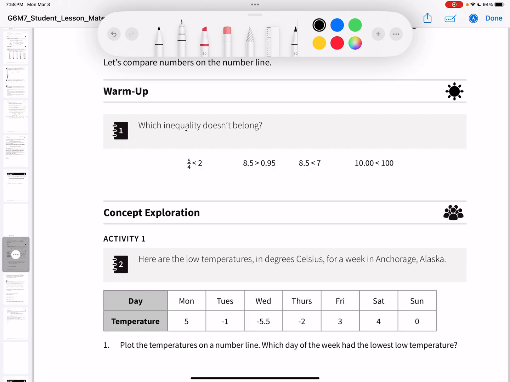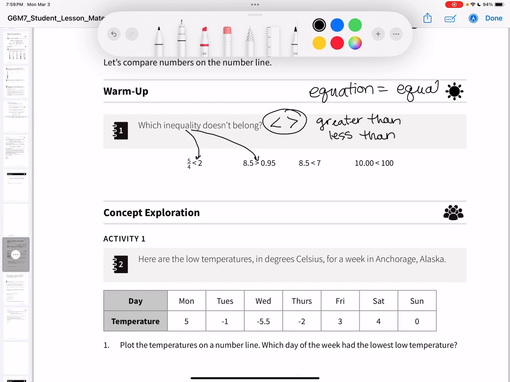So an inequality deals with greater than or less than signs, right? Less than, greater than signs. That is an inequality. An equation deals with equal signs, okay? So inequalities are greater than or less than, and equations deal with equals, okay? All right, so you're gonna go through these on your own and kind of tell me why.